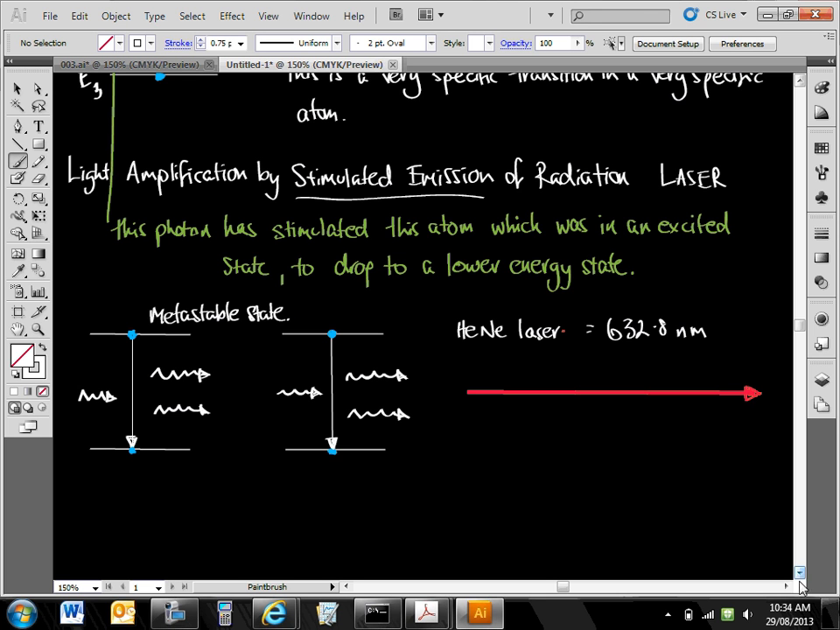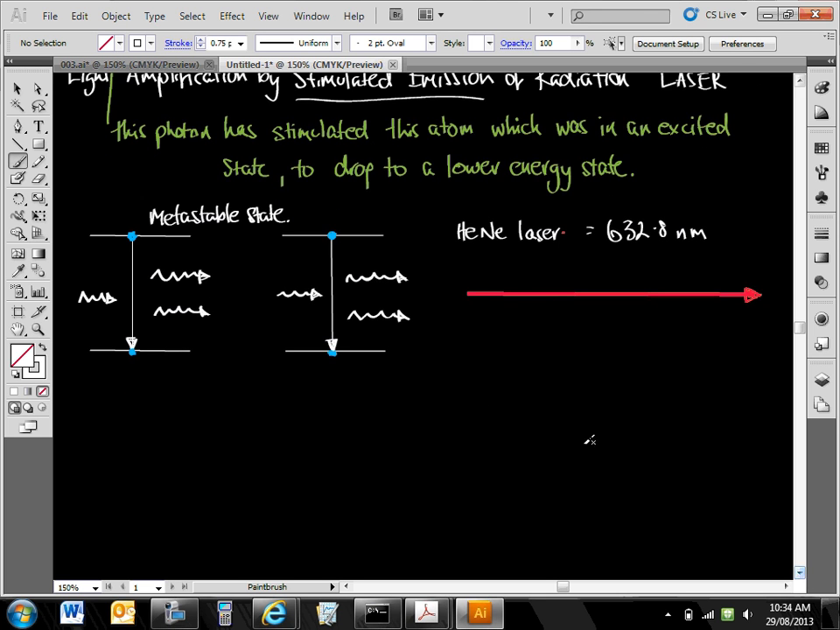Okay? So metastable state, relatively long-lasting.